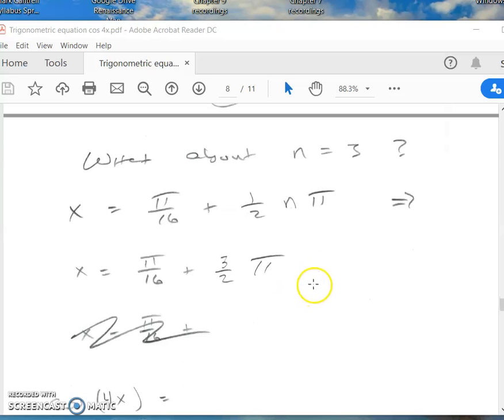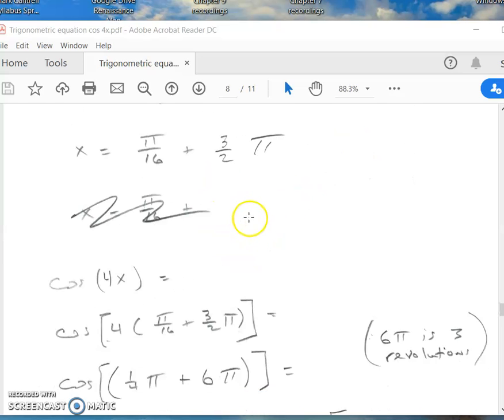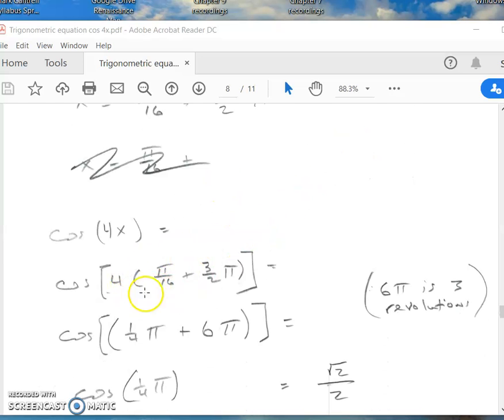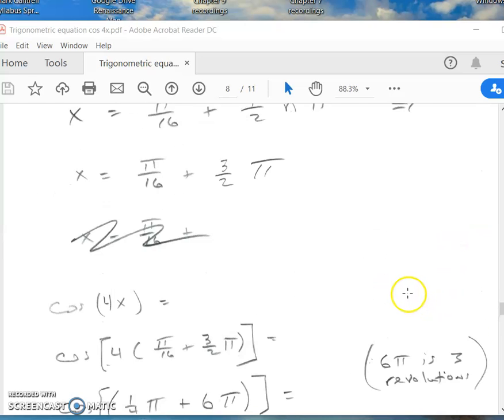One more, n equals 3. So for n, I plug in 3, plug that in, it's 3 halves, come down here, I put that in here. Cosine of 4 times this stuff gives me 1/4 pi here. 4 times 3 halves. Well, the 4 and the 2 cancel. That gives me 2. 2 times 3 is 6. So there I am. I'm at 6 pi. Boom. That's 3 revolutions.